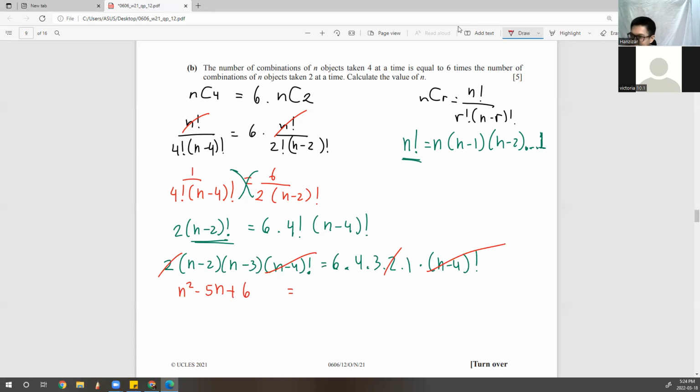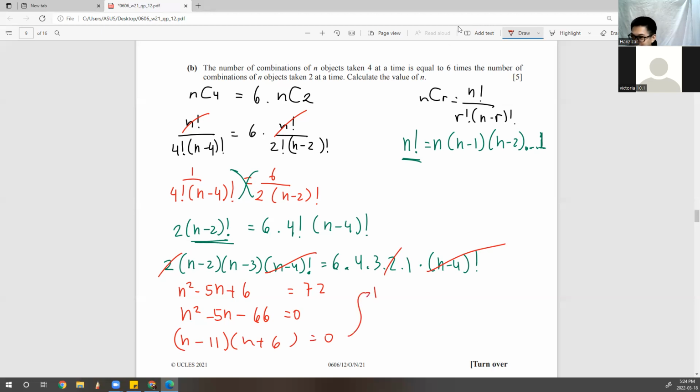Why no 5? Because 6 times 4 factorial has no 5 at all. That gives 72. Okay, you can move it to the left side: 6 minus 72 is negative 66 equals 0. And I think I get the answer easily. Using the sum and product rule, I found that it is 11 and negative 6.